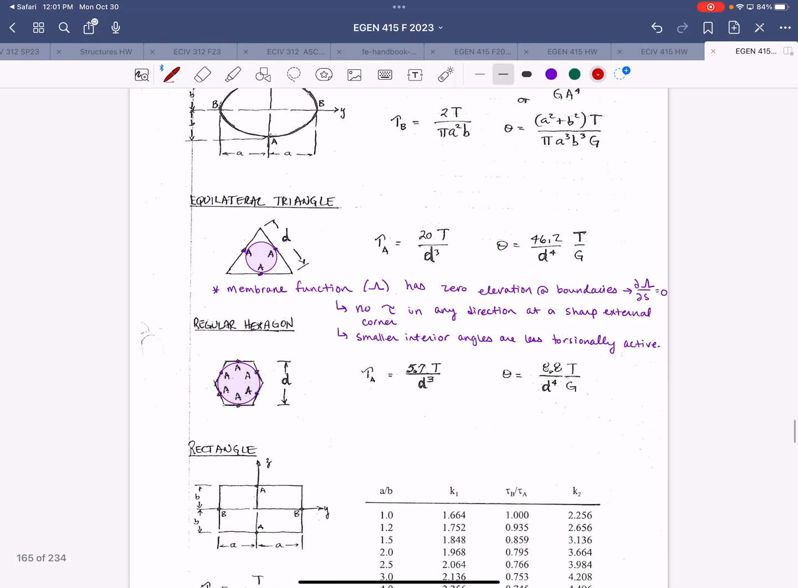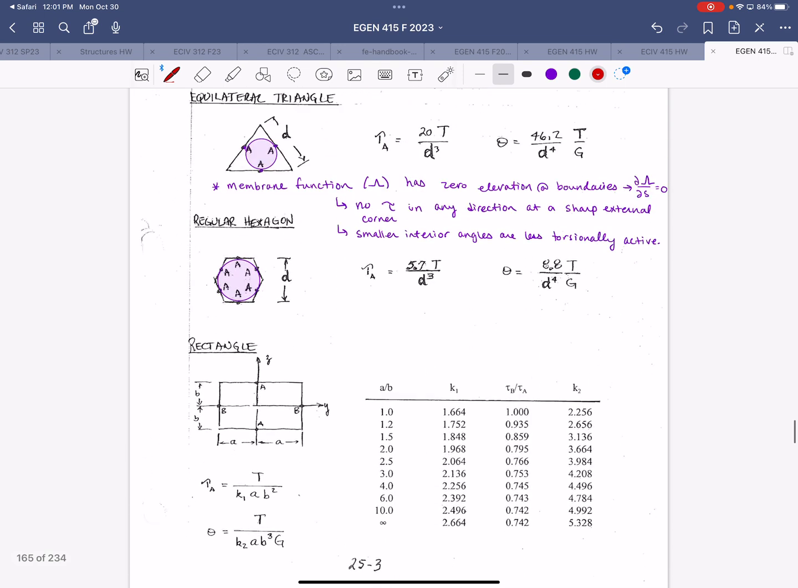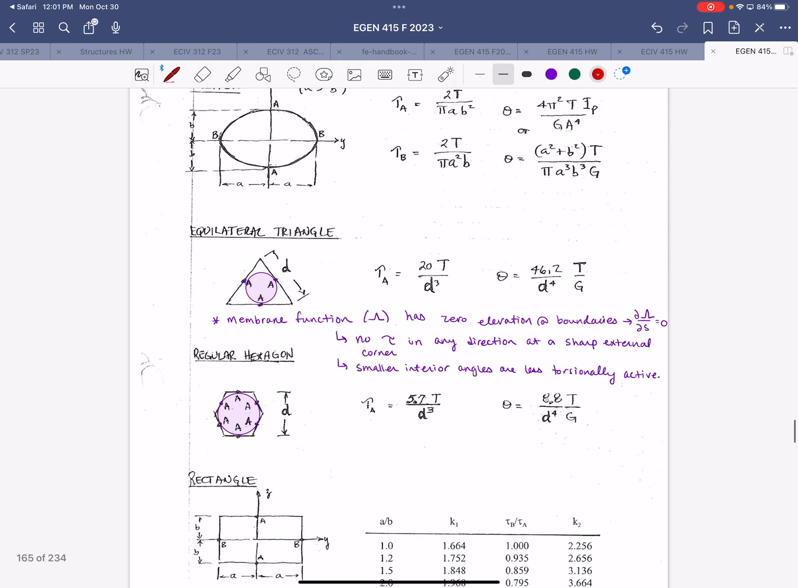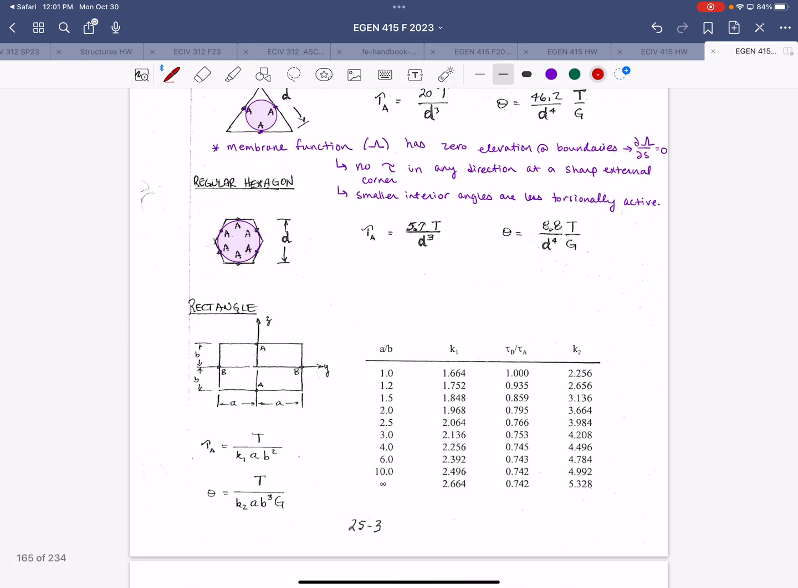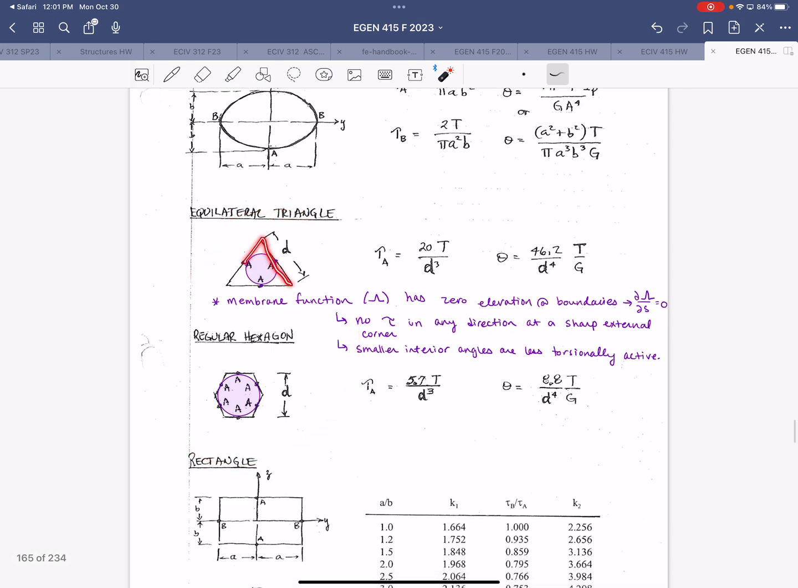We're just at the tail end of the first lecture on torsion, where we derived the membrane function that can be used for non-circular sections. And this last page, this handout, provides some relevant information and equations for different types of cross-section shapes you might encounter. So we talked a little bit about the triangle and hexagon and how the outer edge corners, at those points there will be zero torsion or zero shear stress.